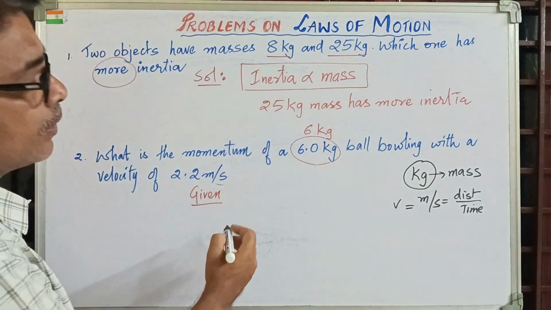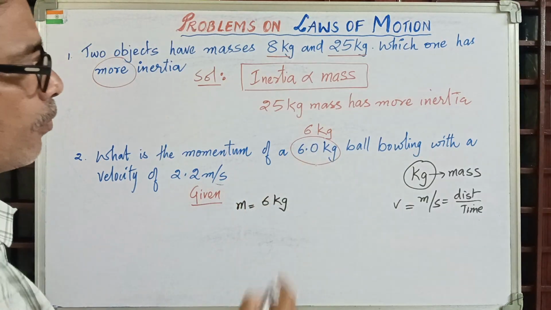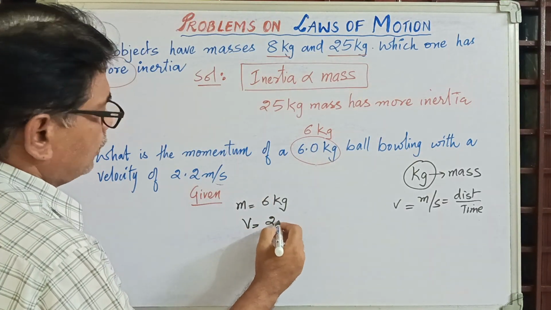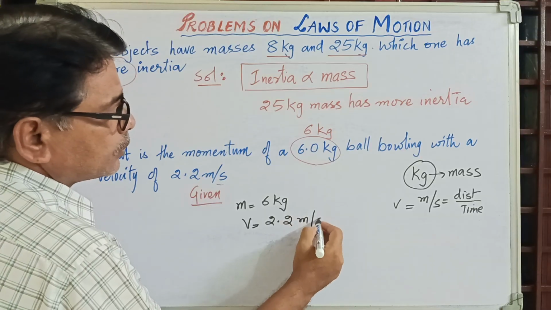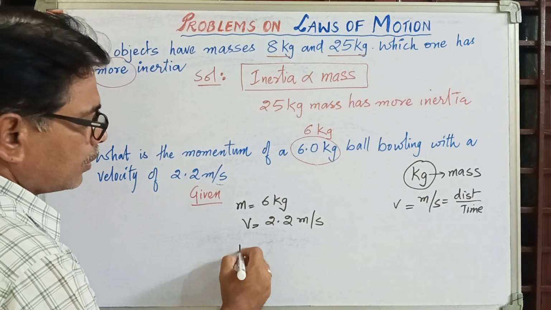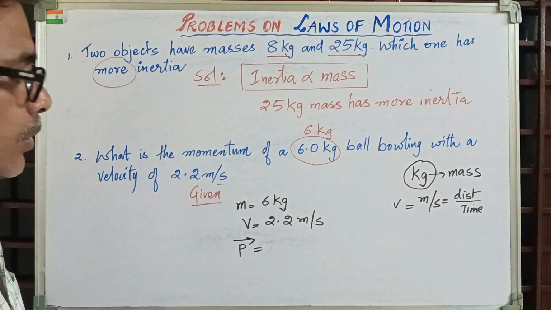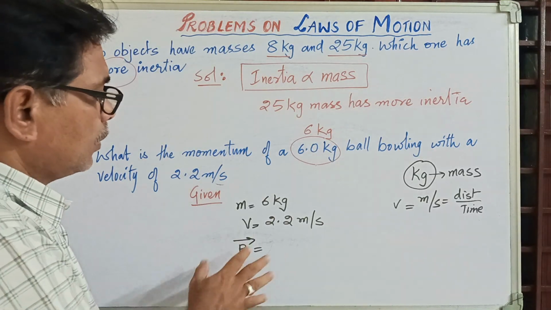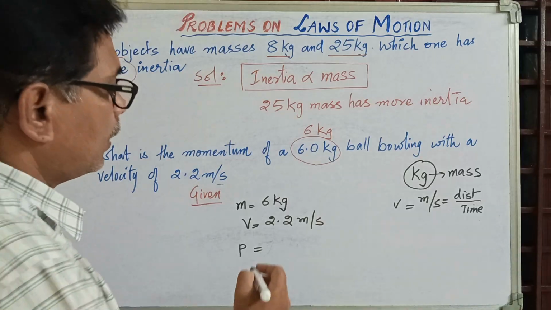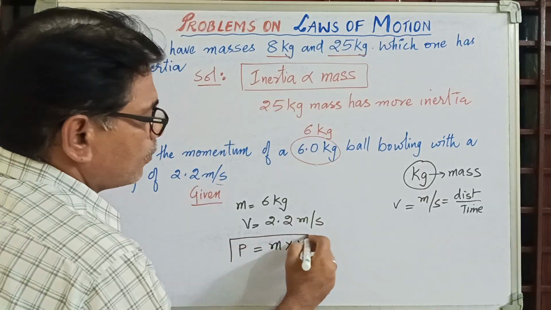Now we will see what is given. Mass of 6 kg is given, you can avoid the 0.0. And velocity is given, it is 2.2 meter per second. Just now I told you, distance by time, so the speed or velocity is given. Now you are asked to calculate momentum. Momentum is a vector quantity, so we represent it with P with an arrow. If you don't write the arrow also, it doesn't make any difference, it's understood that it is momentum. Momentum is a product of mass and velocity. This is the formula of momentum.